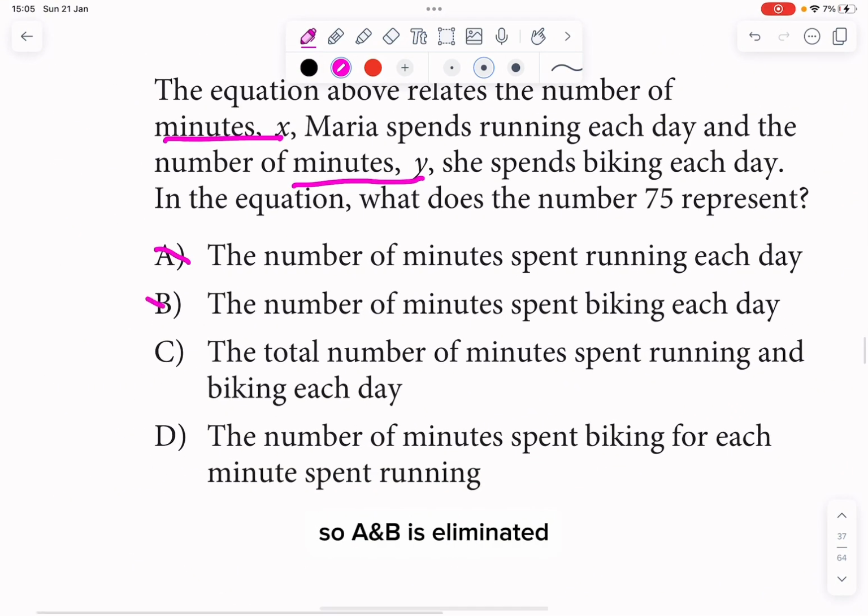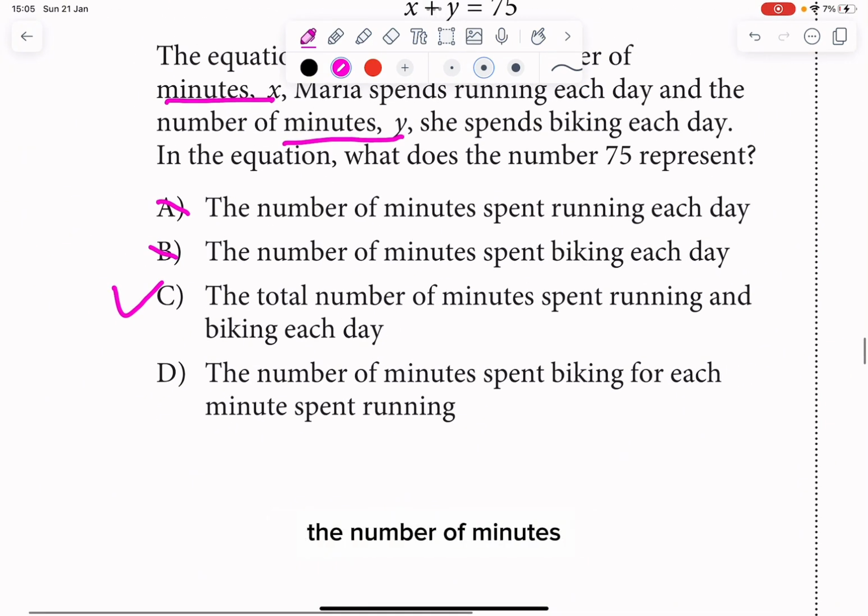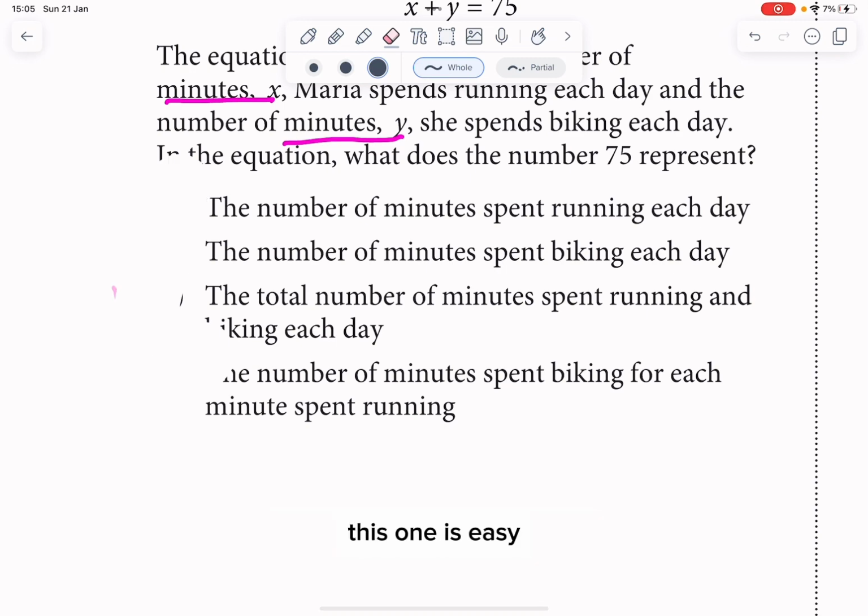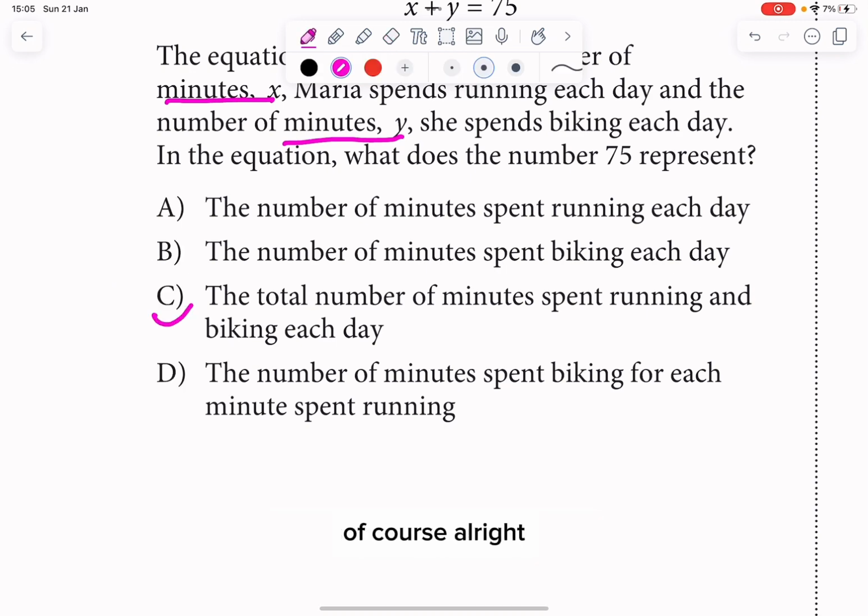So A and B are eliminated because they're inaccurate. C is correct, but let's see what D is about. The number of minutes spent biking for each minute spent running. Of course, not true. So definitely the answer is C. This one is easy, so it's a no-brainer, of course.